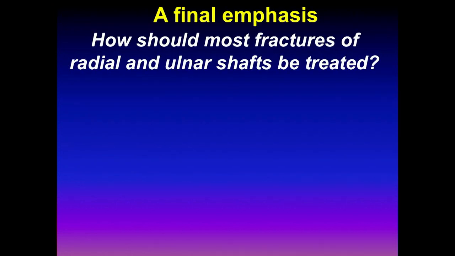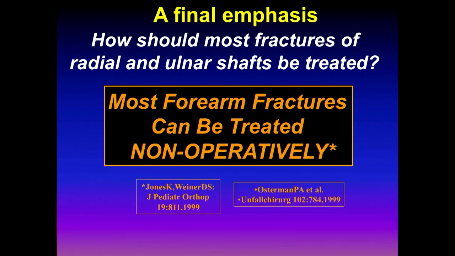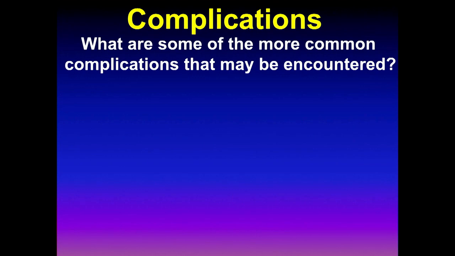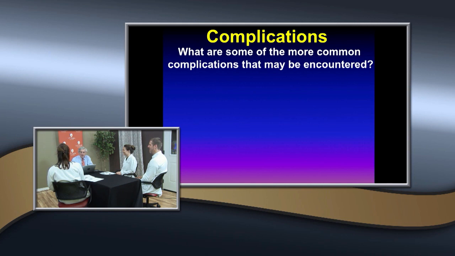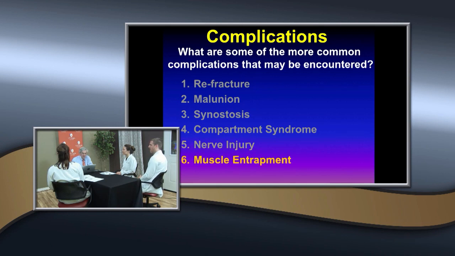So, final emphasis, how should most fractures of the radius and ulna be treated? Non-operatively. Yeah, most forearm fractures, what did I say, forearm fractures? I'm sorry. Radius and ulna shaft fractures can be treated non-operatively. I misspoke, sorry. But there are some common complications. What are some of the complications? Loss of reduction. Refracture, and it's a little bit higher in the diaphysis. Malunion. Synostosis. Compartment syndrome. Nerve injuries. Or muscle entrapment.